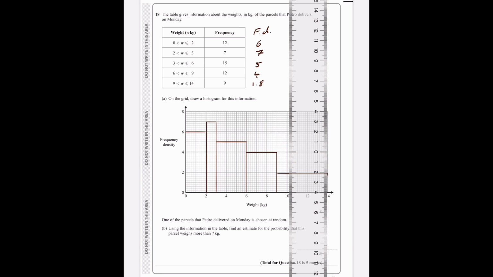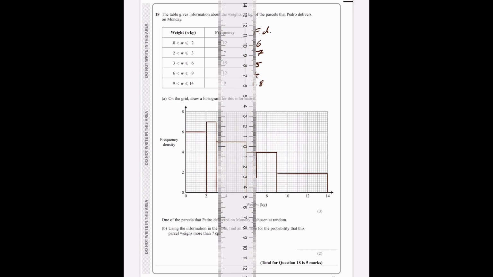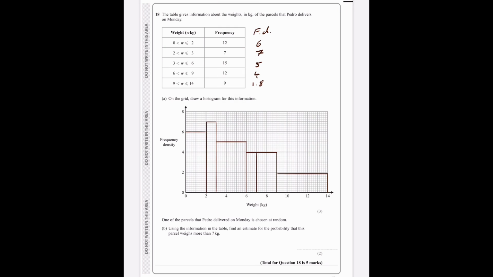And you should have something that looks exactly like that. Do use a pencil and a ruler for that one. Splitting it to the more than 7 kilograms, well, there are 8 in the first lot just there, that's 2 times 4, and then we already know there are 9 in the final class width, so that gives us a total of 17 out of the 55, which is the sum of the frequencies. Probability there, 17 out of 55.